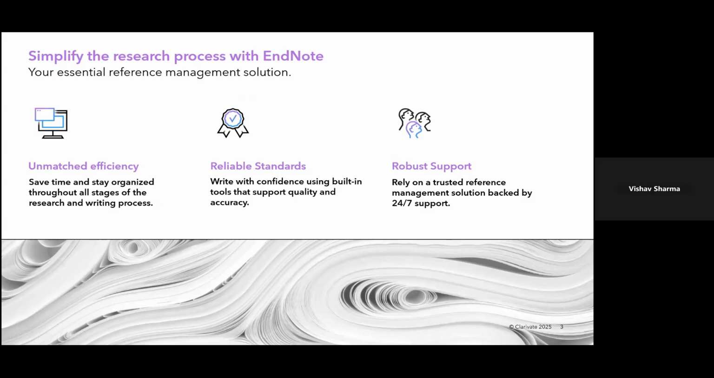So what we need is EndNote, which is a reference management tool by Clarivate. You can simplify the research process. You can do some essential tasks with EndNote. Along with that, we give you unmatched efficiency. It helps you in saving time. You can stay organized throughout the research stage of your writing process. And we believe in reliable standards. You can write with confidence, and we also provide you with support.